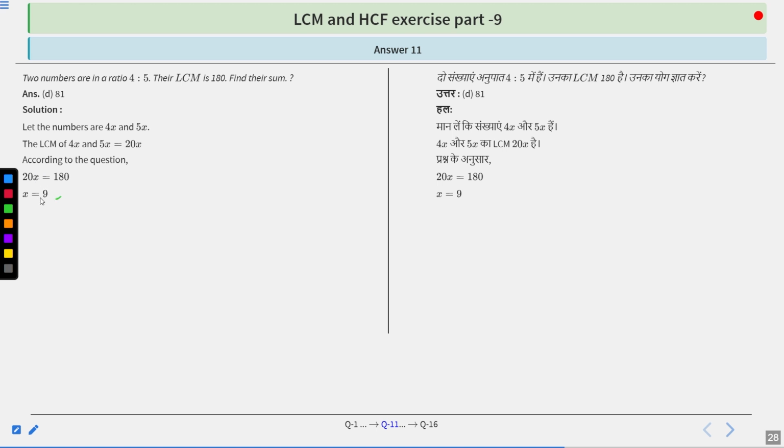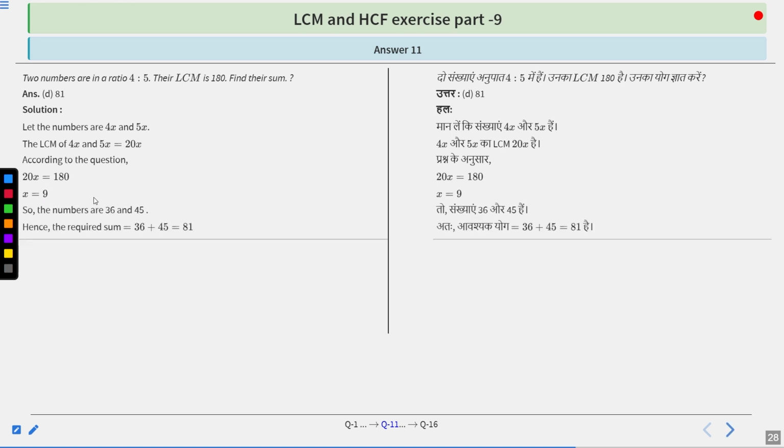So if the value of x is known to us, then we can also get to know the numbers. 4x, that is 4 into 9, 36. And 5x, 9 into 5, 45. So we have got the numbers 36 and 45. But we have to find the sum of the numbers. So 36 plus 45 is the required sum, that is 81. So option number D, 81 is the correct answer.